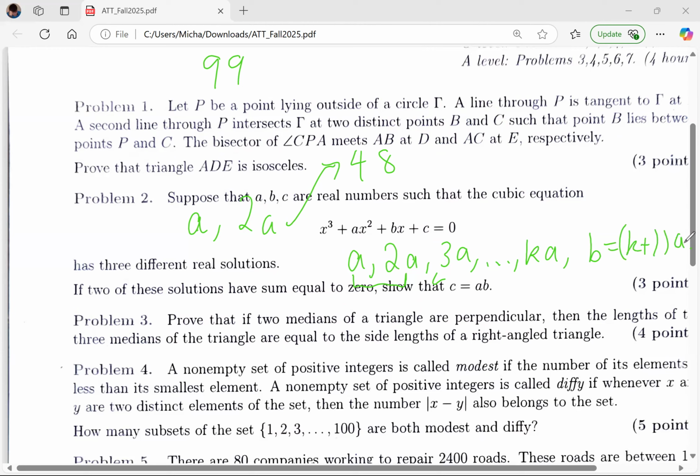So to be diffy, the numbers are basically all just consecutive multiples of the smallest number. Does that make sense? Okay. So then it just suffices to satisfy the modest condition. If it's a 3-element set, then A has to be at least 4, and 3A has to be less than or equal to 100, right? Does that make sense?